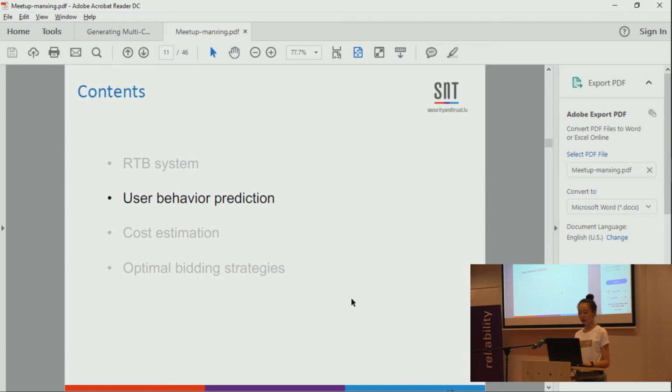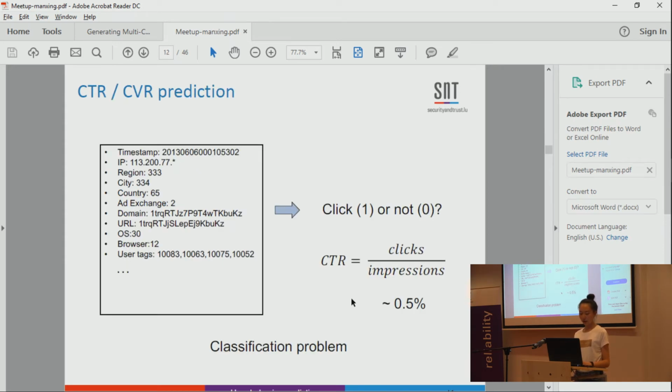So now let's first take a look at the user behavior prediction model. Here is the information I can get from the bid request. All of them are categorical features. Some of them are related to the users, for example the region, city, and country. Some features are associated with the ad exchange, and some with the publisher. We need to use all this information to predict whether there's a click or not. The click-through rate is defined as the number of clicks divided by the number of impressions. Usually this click-through rate is very low, around 0.5%. So this is a very typical classification problem.